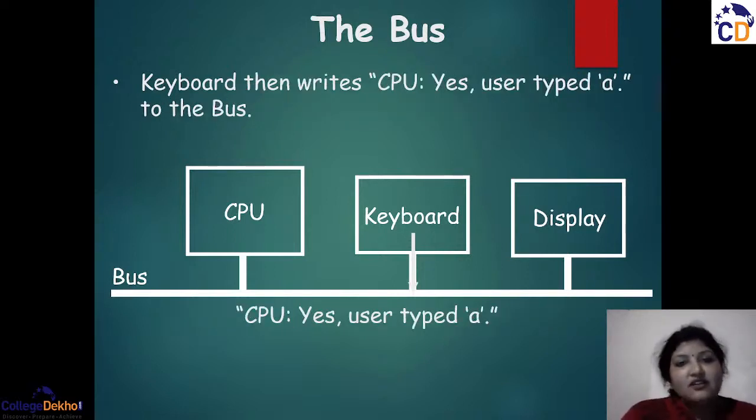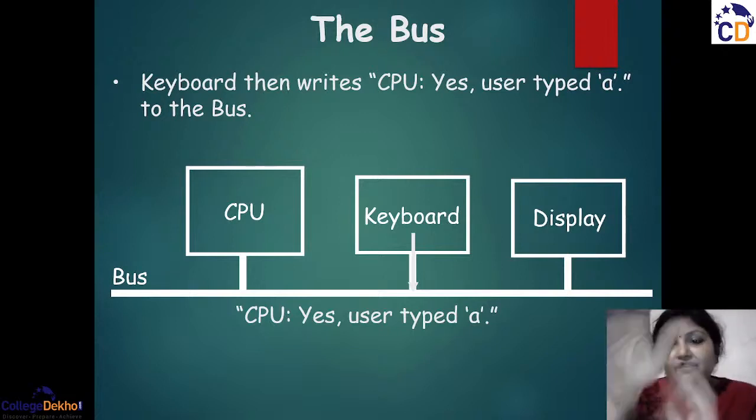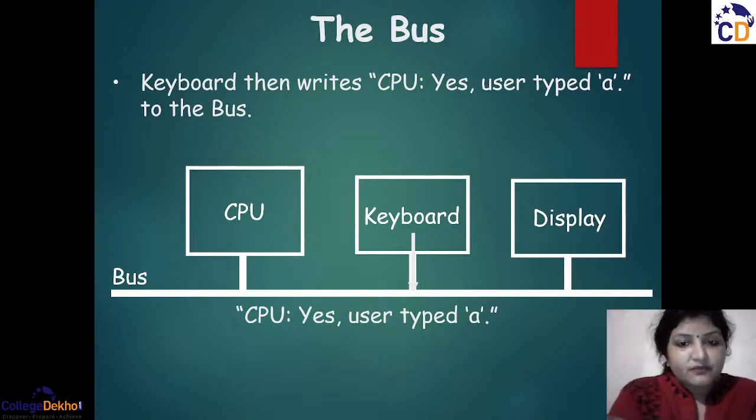Keyboard then writes to the CPU: yes, user typed A, to the bus. Now the keyboard, when it receives an input from the user, reacts. It sends the message to the brain, that is the CPU. It is the same as our body. If I put a hot cup of tea on my hand, those particular neurons get activated and send the message to the user, and the remaining neurons will not get activated. This is the same with a computer also.